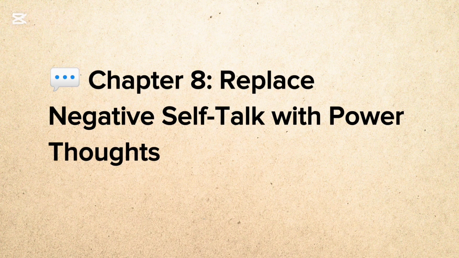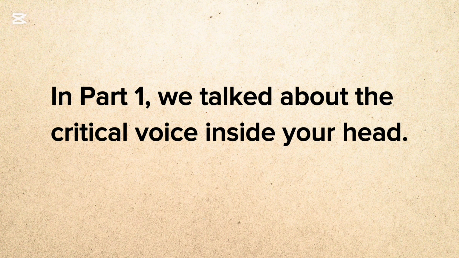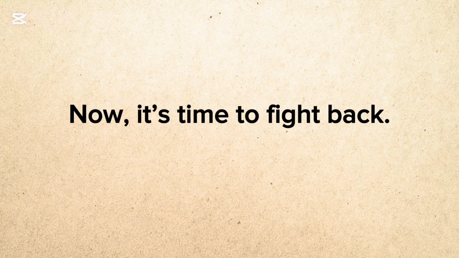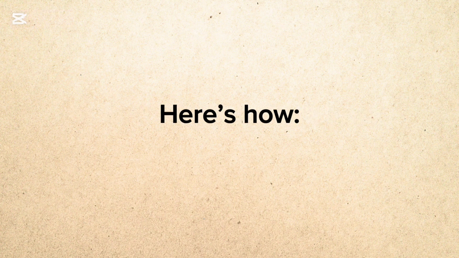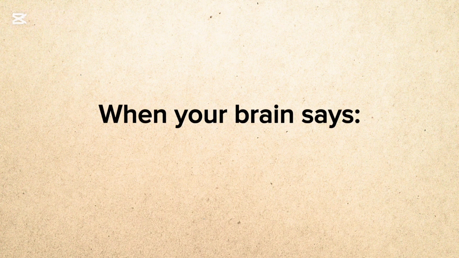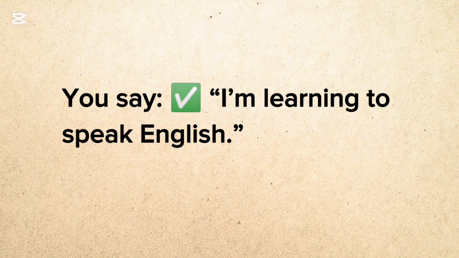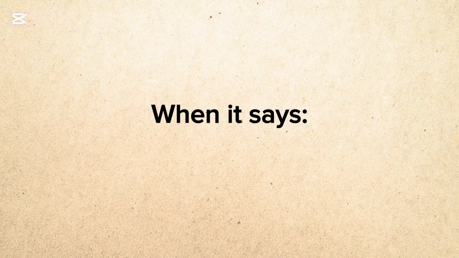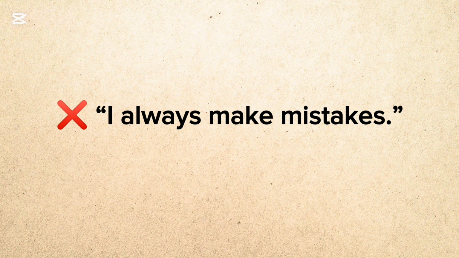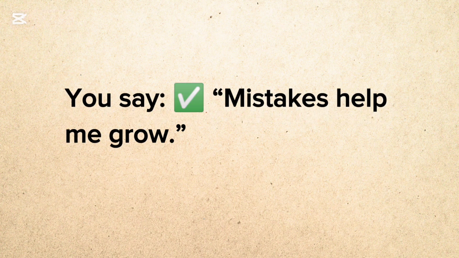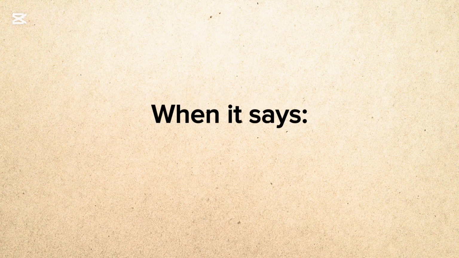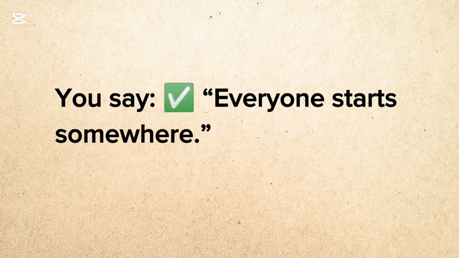Chapter 8. Replace negative self-talk with power thoughts. In Part 1, we talked about the critical voice inside your head. Now, it's time to fight back. Here's how. When your brain says, "I can't speak English," you say, "I'm learning to speak English." When it says, "I always make mistakes," you say, "Mistakes help me grow." When it says, "They'll laugh at me," you say, "Everyone starts somewhere."